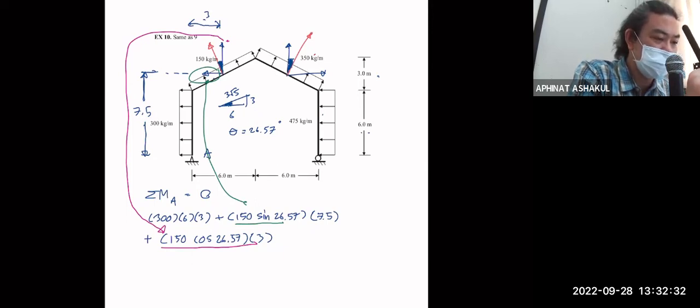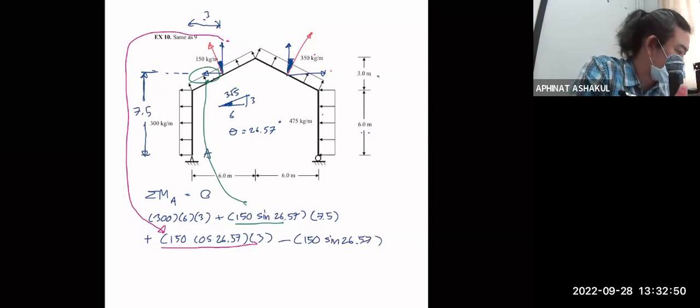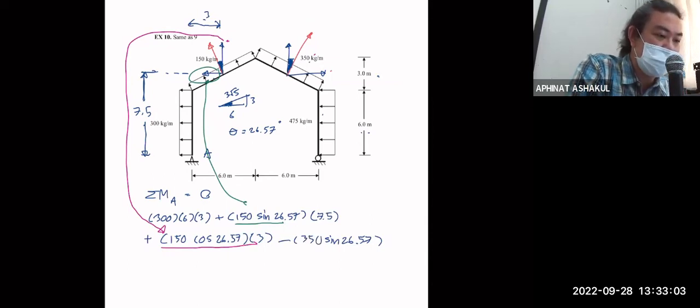Now the vertical is giving you the counterclockwise, but not the horizontal one. So this time is going to be minus 150 sine 26.57, right? Oops, sorry, that's one. No, that's 350. Sorry. So. Okay, this time multiply by the same, right? Because that's a 7.5.